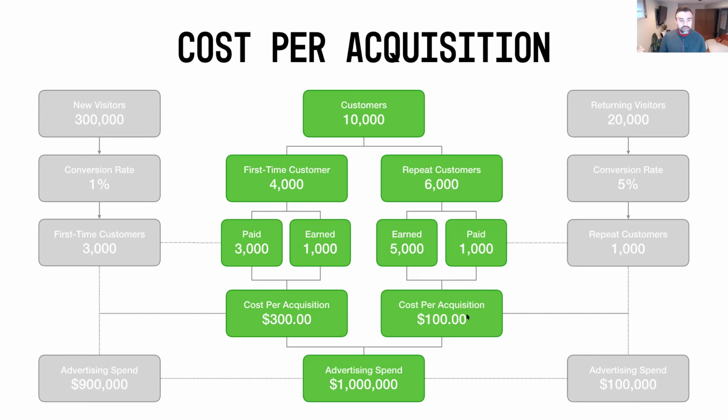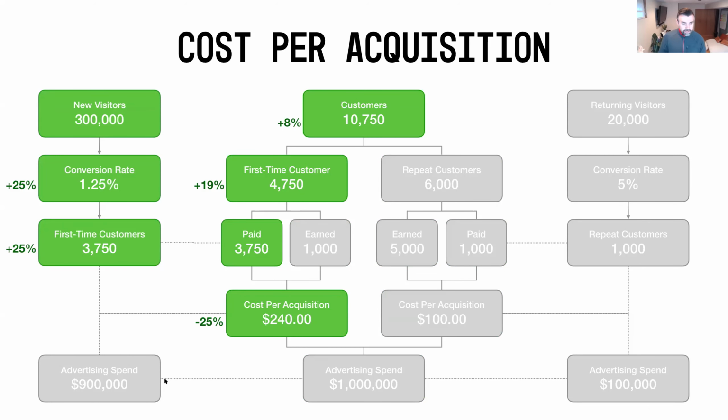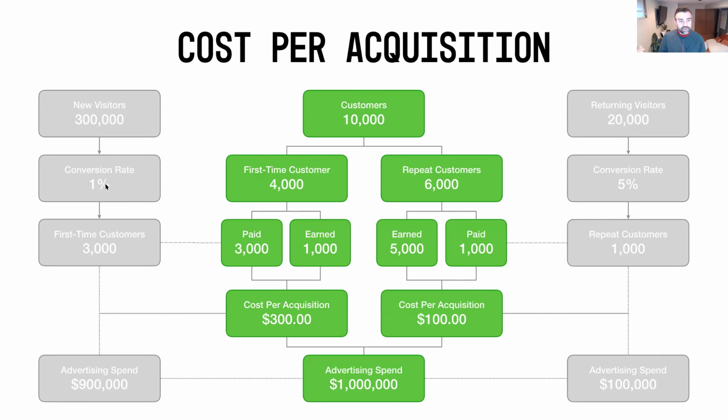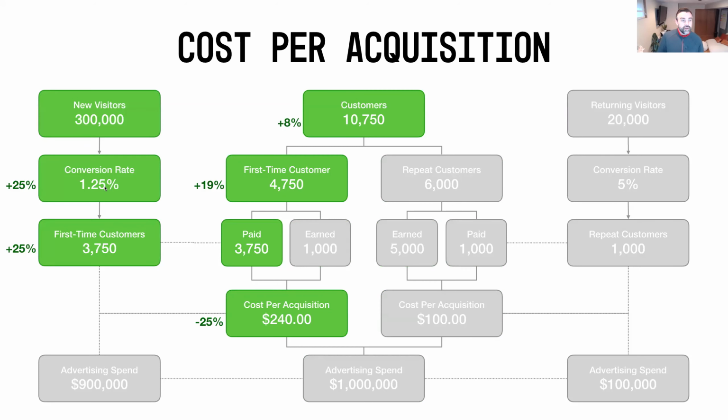Let's take a look at the new customer side of the equation and see how much we might be able to influence or decrease our cost per acquisition, because the lower the cost per acquisition, the better off you are spending the same amount of dollars. Let's say you keep spending the same $900,000 of your $1 million in advertising on new customers, but you're able to take those 300,000 visitors and convert them at a slightly higher rate. Previously it was 1%. If we increase that to 1.25%, that generates 25% additional conversions, or 750 more first-time customers.